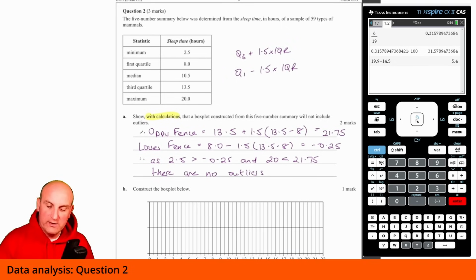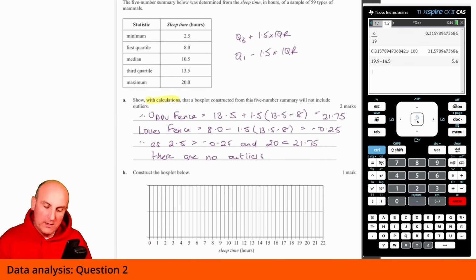Now you're going to say, what does that mean? Well, again, you've got to show, because our outliers is anything that is greater than 21.75 and smaller than minus 0.25. So our biggest data item was 20, our smallest data item was 2.5, and anything that's bigger than 21.75 is an outlier. Well, 20 isn't bigger than that, and likewise, anything smaller than minus 0.25 would be an outlier, and 2.5 isn't. So you have to write that qualifying statement.